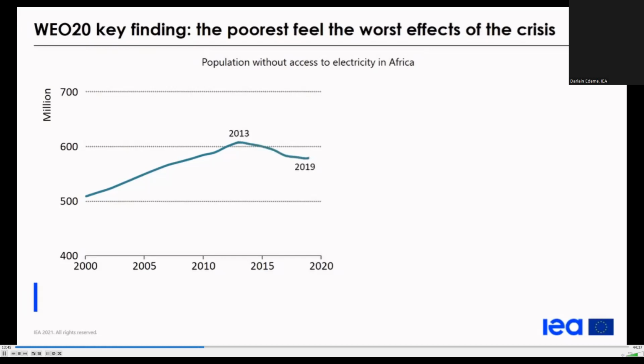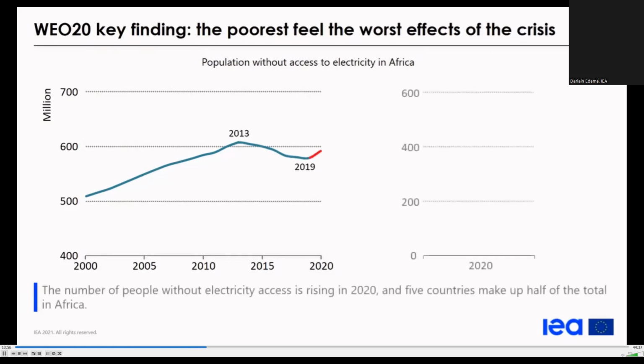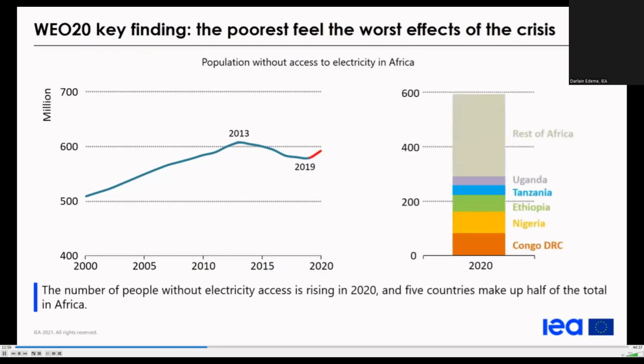But since the year 2013, this number was decreasing, meaning that progress was faster than population growth until the year 2019. Because of the pandemic and its aftermath, we have observed that the progress is being reversed, and that in the year 2020, there are more people without electricity than there were in the year 2019. So this is a very concerning trend that needs to be reversed if we want to reach the goal of universal access to electricity by the end of the decade.